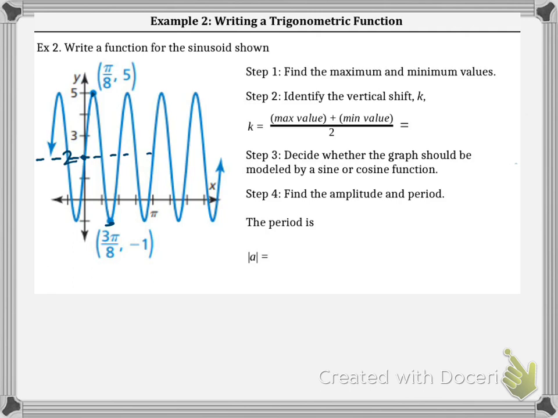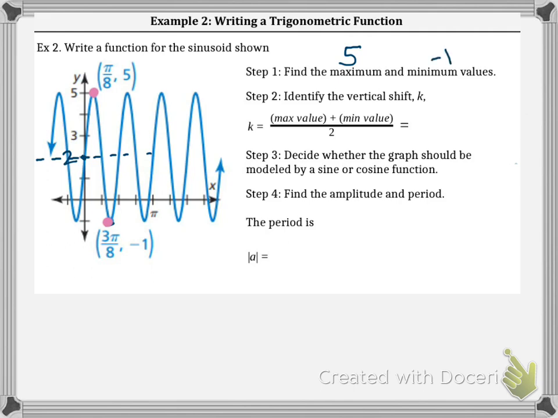In order to do this, we want to figure out what the maximum and minimum values are. So we know that our max value is up here at the top, and then our minimum value is down here at the bottom, and the max value is 5. The y value of the max is 5. The minimum value is -1.